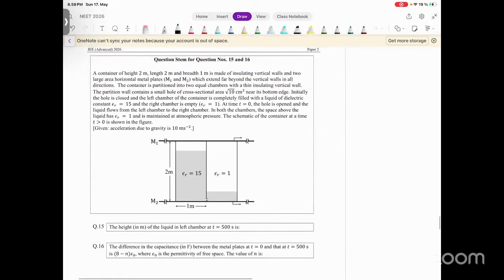This question again, paragraph questions are there, beta. Time consuming. Anyhow, let us try today.